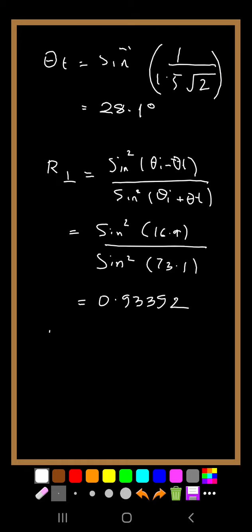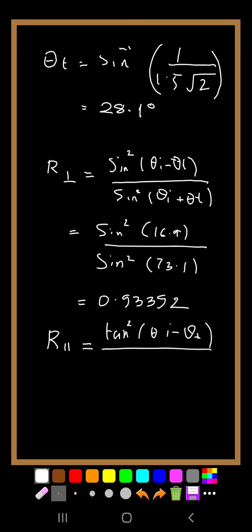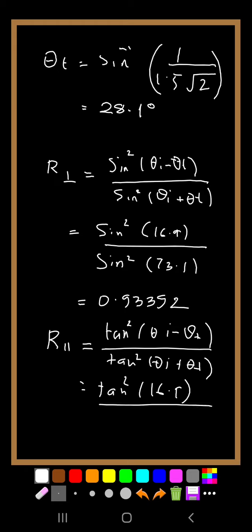And similarly the parallel component of the reflection coefficient, that is tan square theta I minus theta t divided by tan square theta I plus theta t, that's equal to tan square 16.9 divided by tan square 73.1.